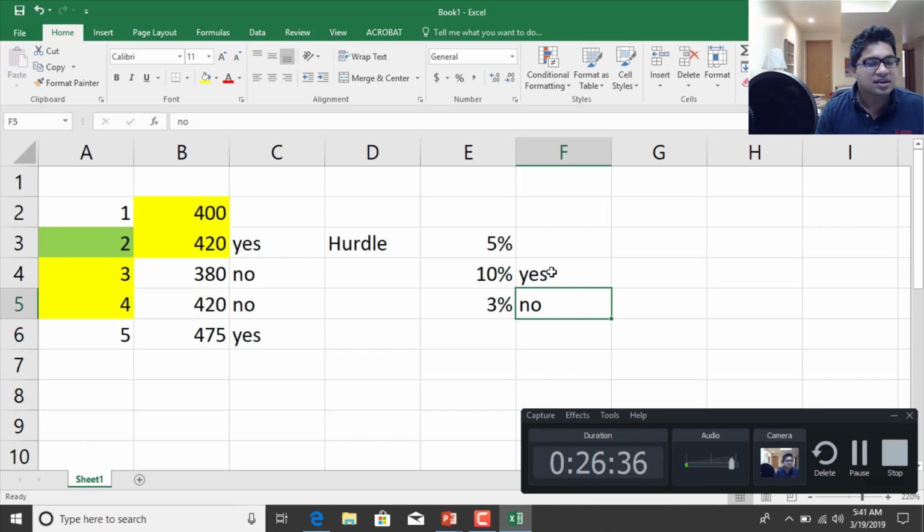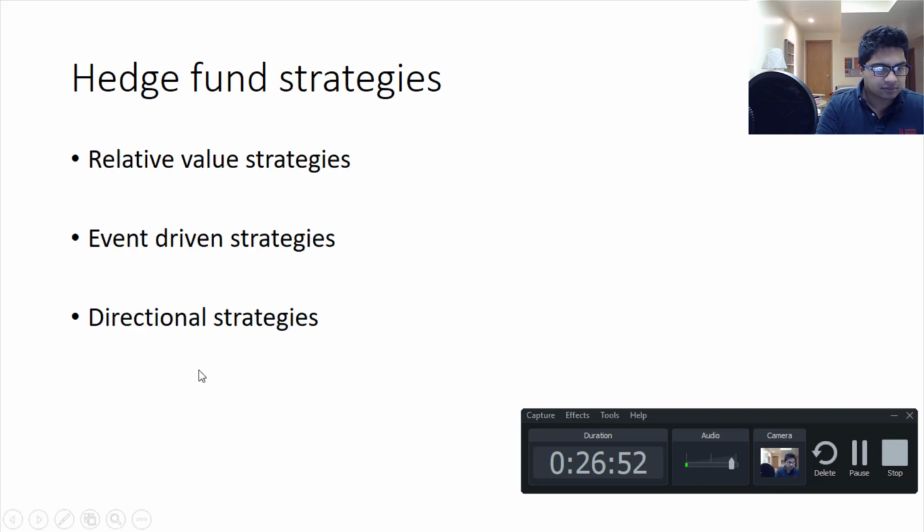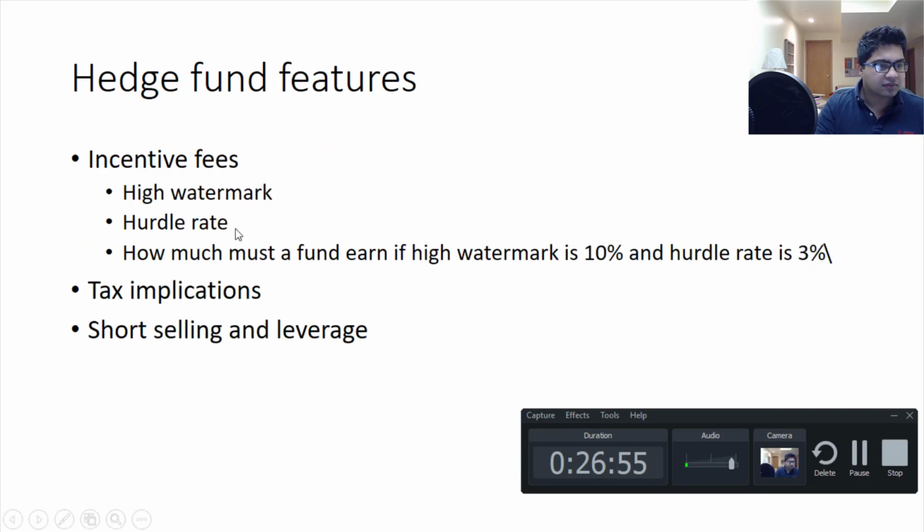and high watermark means it is the previous high of fund value that you have to beat to get incentives. Okay, now this is an interesting question. How much must a fund earn if the high watermark is 10% above the current value and hurdle rate is 3%? So the fund must earn 10% plus 3%, 13% before it gets any incentives.